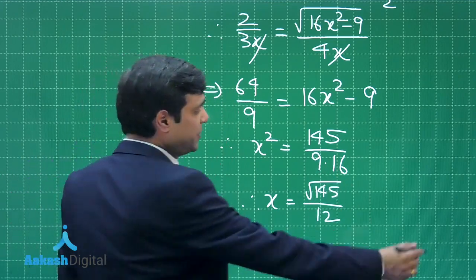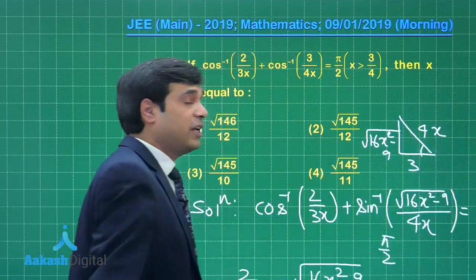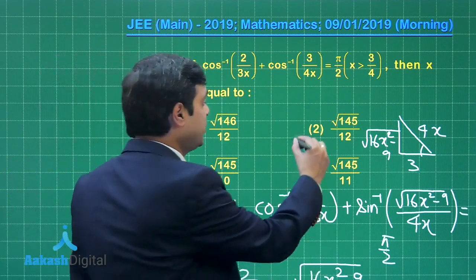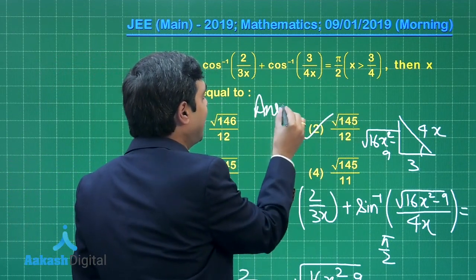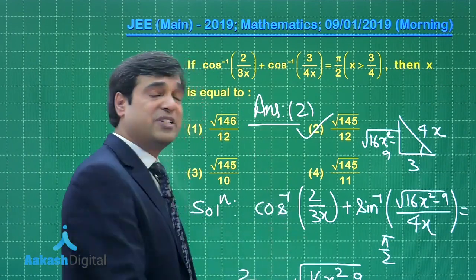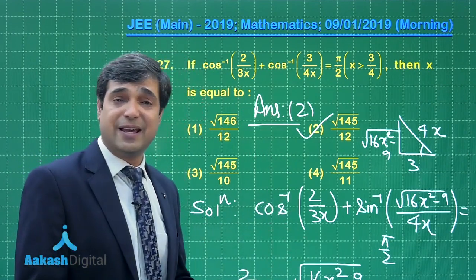Let us look at the given options. Root 145 by 12 is given here as option number 2. So, let us mark and mention it as the correct answer. So, this was question number 27. Let us move on to the next, that is 28.